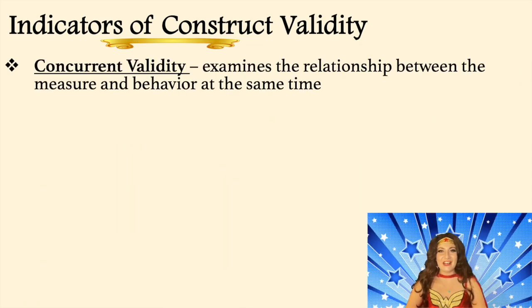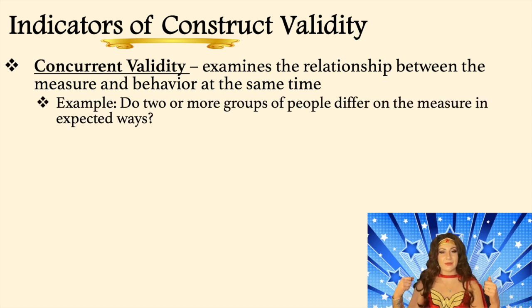The fourth type of construct validity we have is called concurrent validity. Concurrent means things are happening at the same time. So with concurrent validity, we're examining the relationship between the measure and the behavior at the same time. So for example, do two or more groups of people differ on the measure in a way in which you would expect? So we often see concurrent validity occurring if we have one group experiencing one level of an independent variable and another group experiencing another level of that IV.